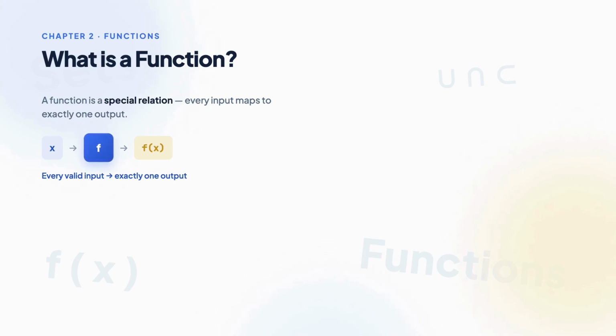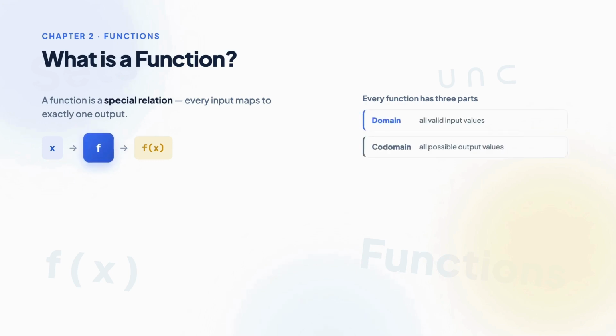You can think of a function as a machine. Whatever valid input you provide, it always produces one unique output according to a fixed rule. While different inputs may produce the same output, a single input can never produce two different outputs. Every function has three important parts. The domain contains all valid input values, the codomain represents all possible outputs, and the range contains only those outputs that are actually produced. These concepts help us understand how functions behave and how different mappings are defined.